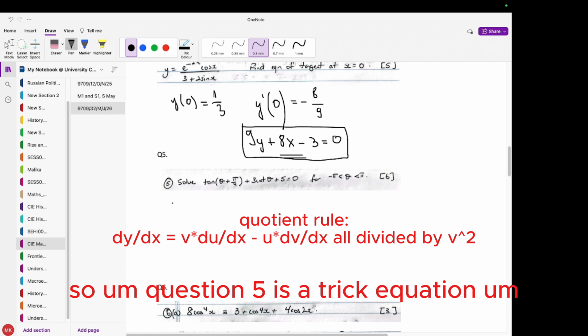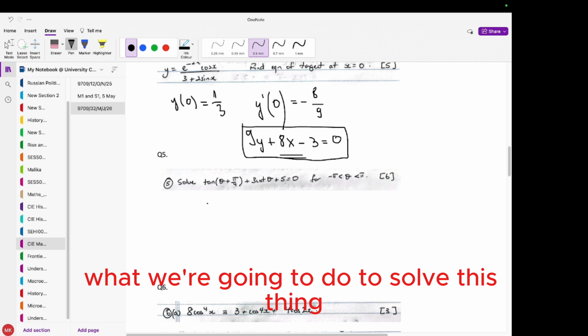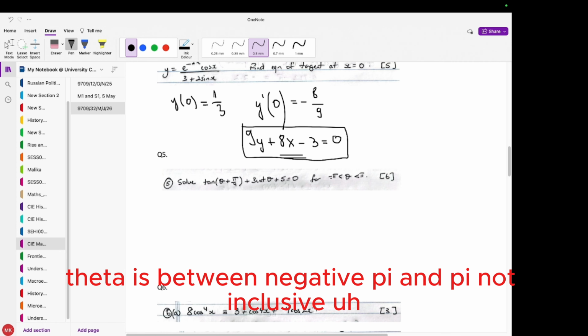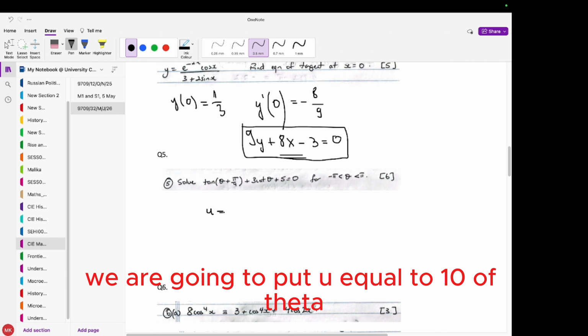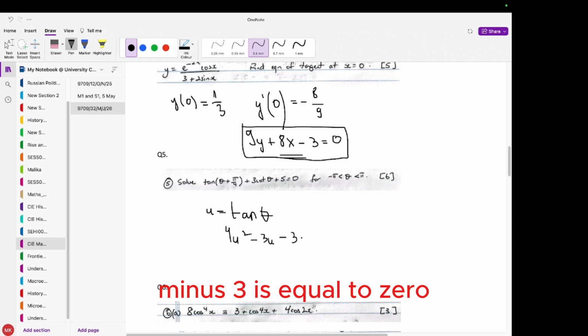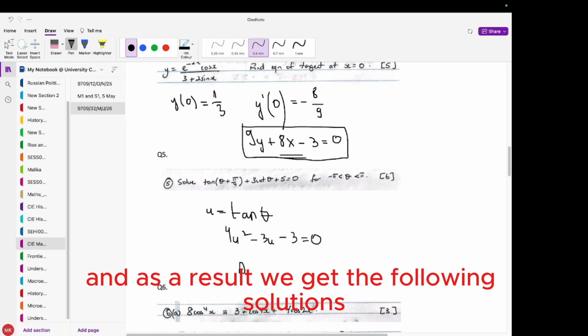So question 5 is a trig equation. What we're going to do to solve this for theta between negative pi and pi, not inclusive, is put u equal to tan of theta, for u squared minus 3u minus 3 is equal to 0, and as a result we get the following solutions.